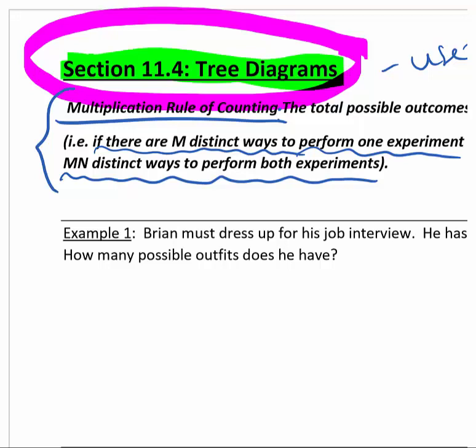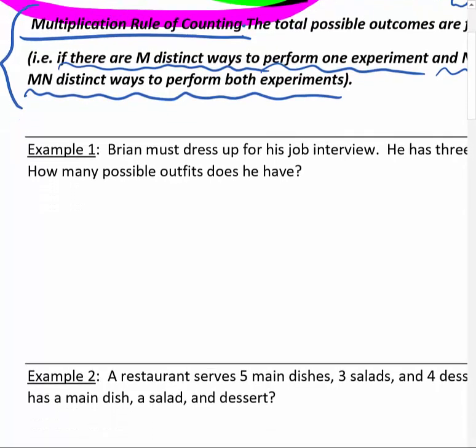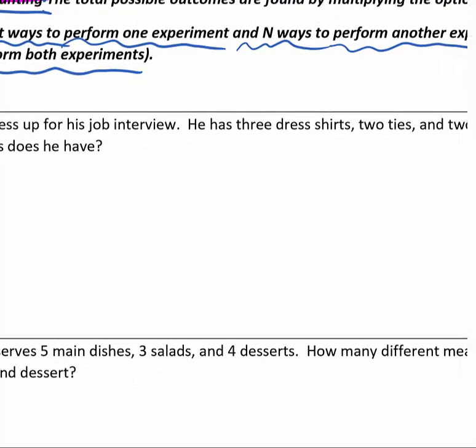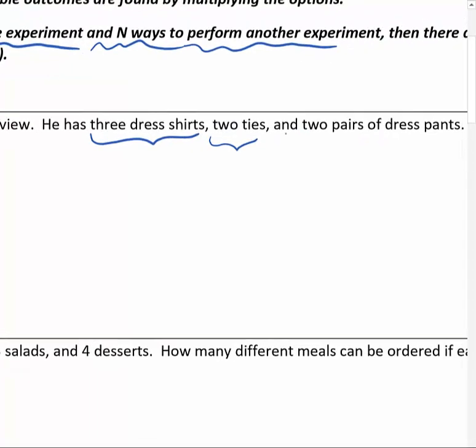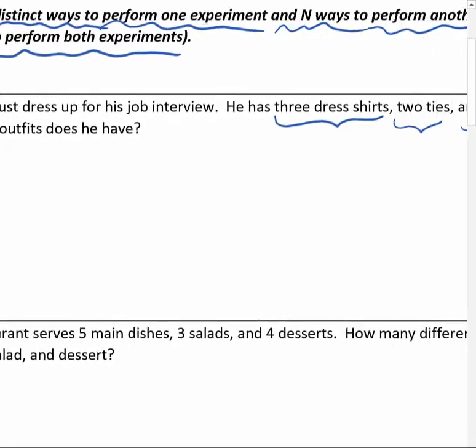So we won't calculate probabilities yet, but we'll just practice using this multiplication rule, which will help us with probabilities. So first example, it says Brian must dress up for his job interview. He has 3 dress shirts, 2 ties, and 2 pairs of dress pants. How many possible outfits does he have?